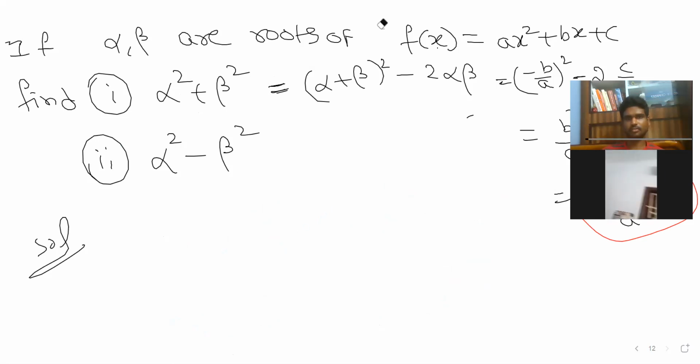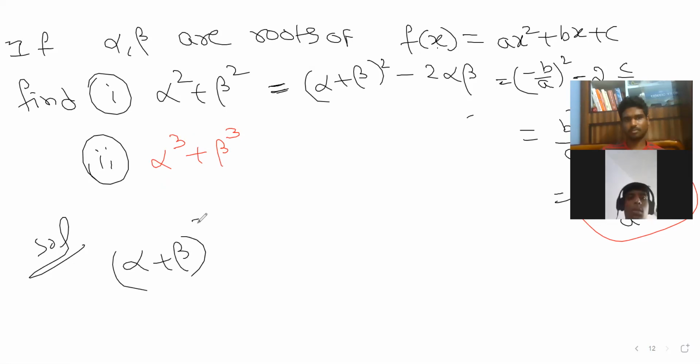How will you find alpha square minus beta square? Again, the a minus b whole square formula. Actually, they won't ask that, because you can't get this minus here. They will ask alpha cube plus beta cube. For this, I should know what a plus b whole cube is.